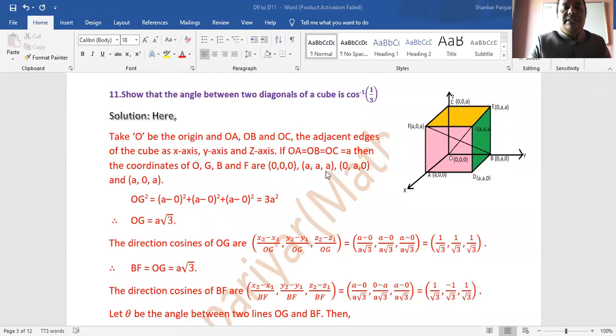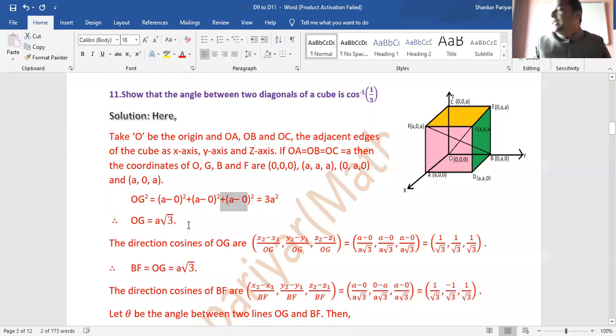Therefore, you can use the distance formula for the distance between O and G. Write down here the distance formula: OG square is equal to (x2 minus x1) whole square plus (y2 minus y1) whole square plus (z2 minus z1) whole square. Therefore, (a minus 0) whole square plus (a minus 0) whole square plus (a minus 0) whole square equals 3a square. So OG is equal to a root 3, if you take the square root on both sides.